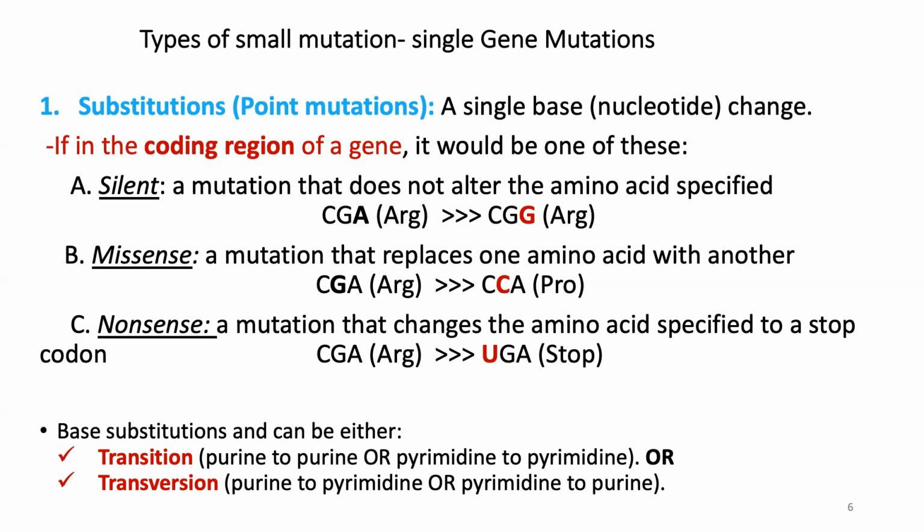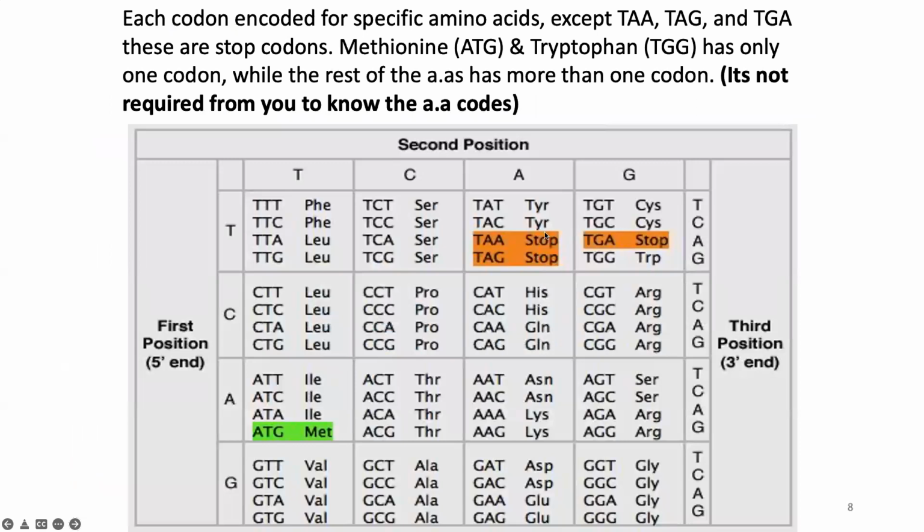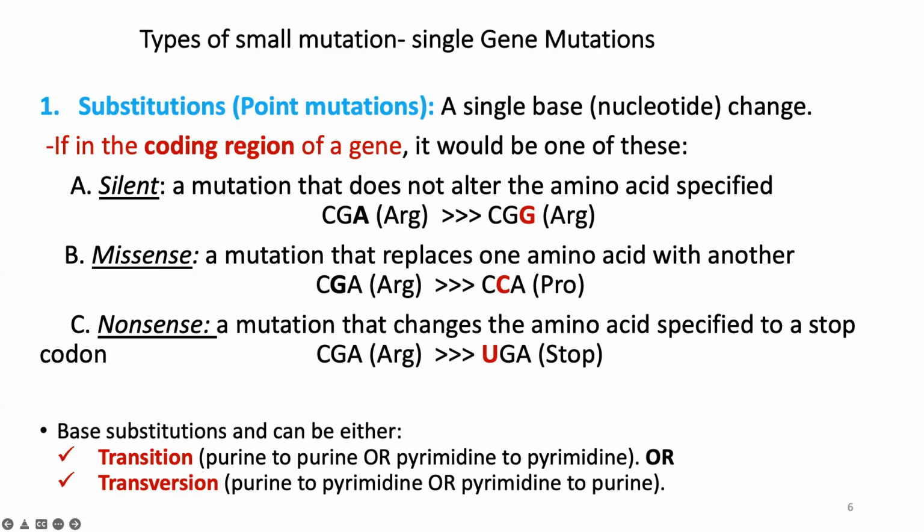And then we also have another type of mutation that is still in the coding region, and that's called nonsense mutation. Again, point mutation that changed the amino acid specified to stop codon. And that's very problematic because, for instance, we have arginine, and after arginine, we are supposed to have so many other amino acids, but because of that change, it might generate one of these three stop codons, and then the whole protein will be stopped.